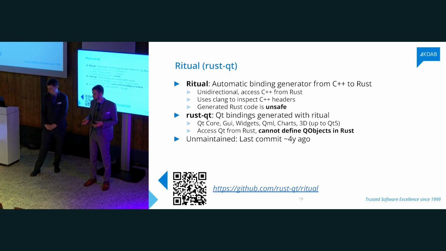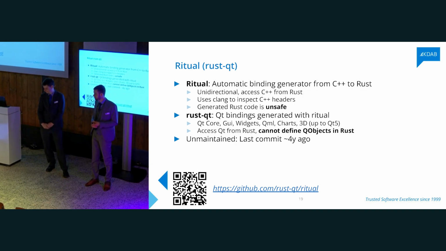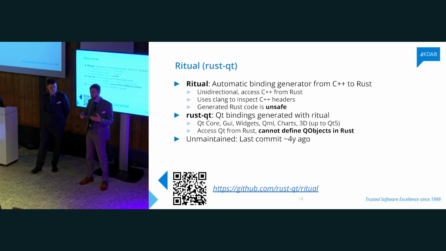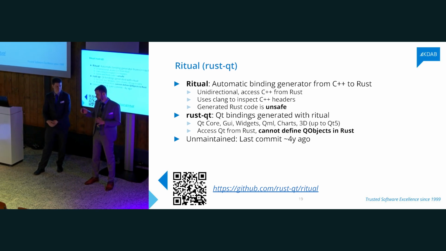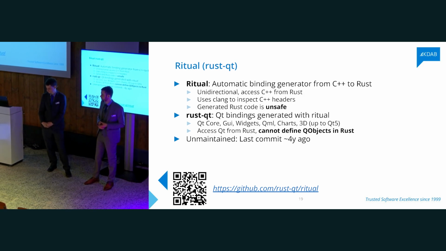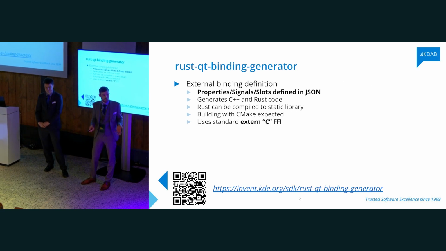And on top of that, there was Rust Qt, which are the Qt bindings generated with Ritual. So those do give you a huge part of Qt's API surface that you can interact with from Rust. But that's the one key point. You can interact with it from Rust. You can't actually export data from Rust to Qt. You don't have moc for Rust. Also, this crate has been largely unmaintained for the last 4 years, so I would not really recommend using it right now. Then people at some point realized we need moc for Rust.